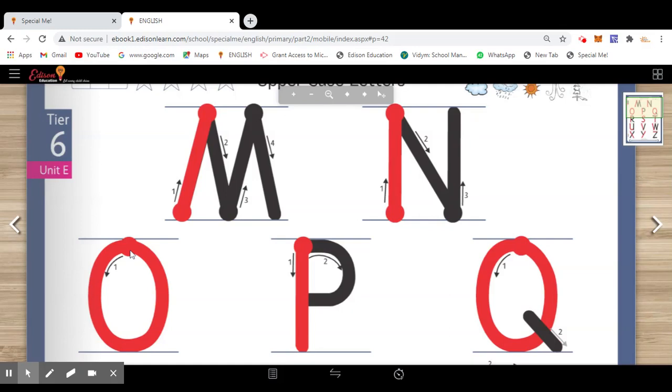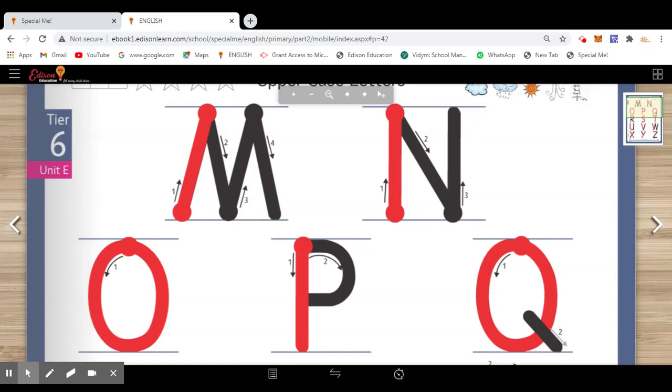So now to make letter O, you have to make a circle. So this is uppercase letter O and O is a phonic sound of letter O. Right? Now look at the next letter. Which letter is this? This is uppercase letter P and P is a phonic sound of letter P.